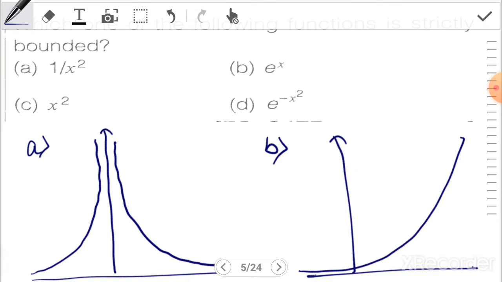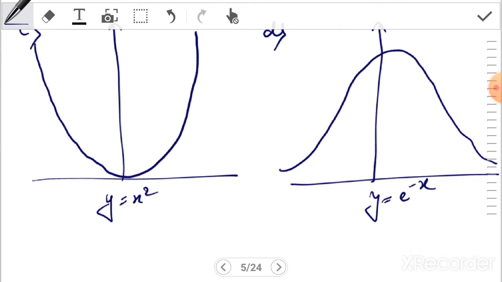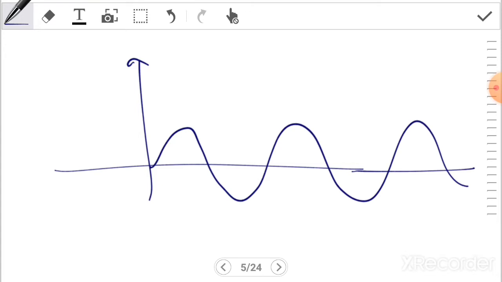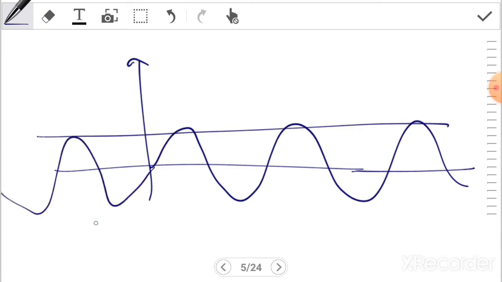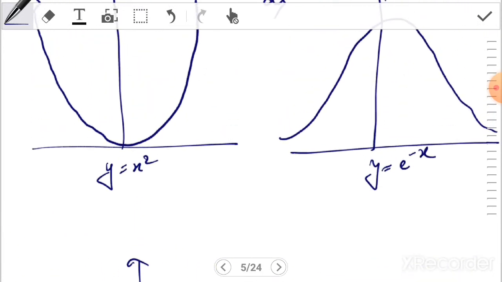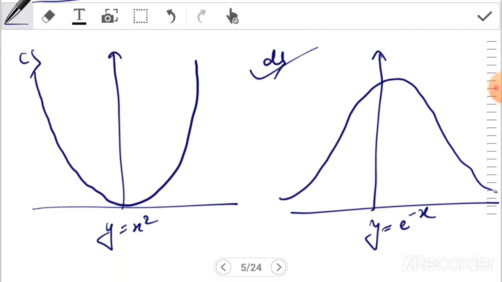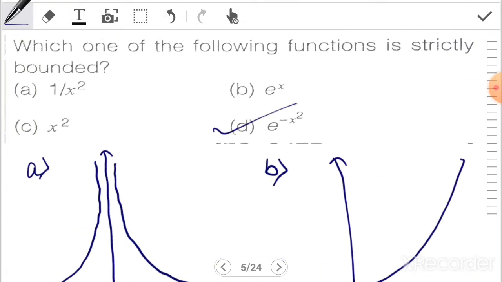So being bounded means whose values are bounded, meaning the range set of output is finite. For example, the sin x function is bounded between +1 and -1. Yes. So you see, only D looks bounded. Okay, so D is the answer, right?